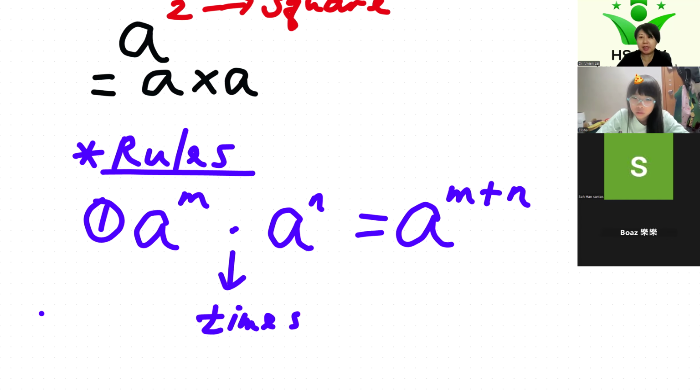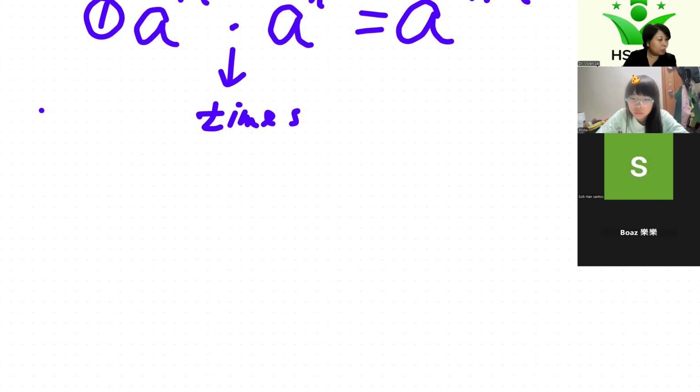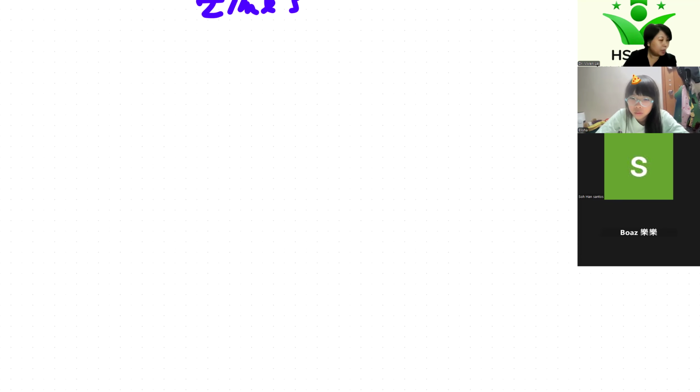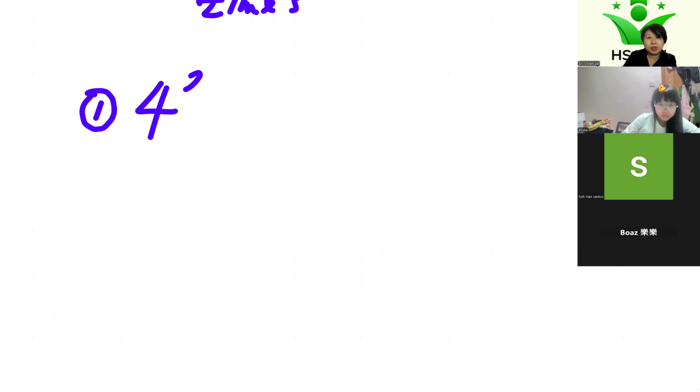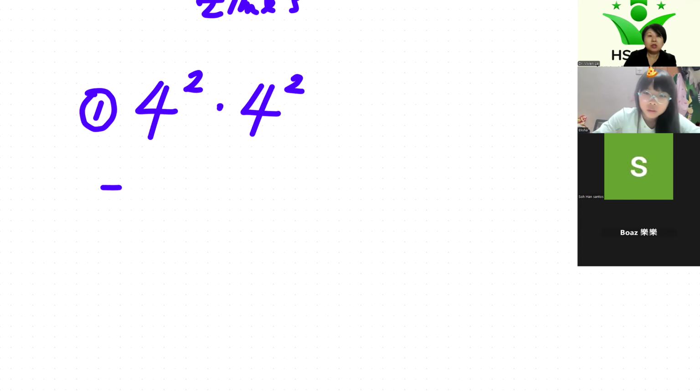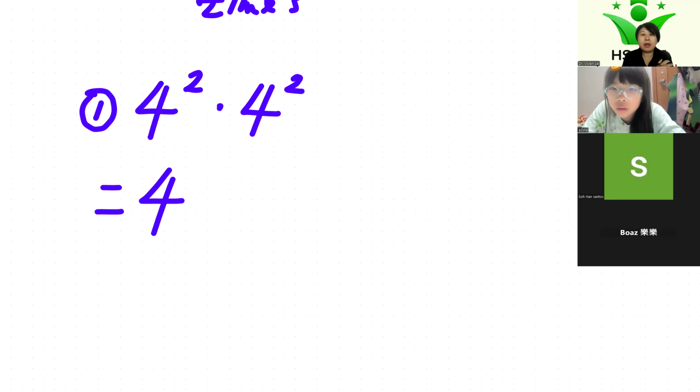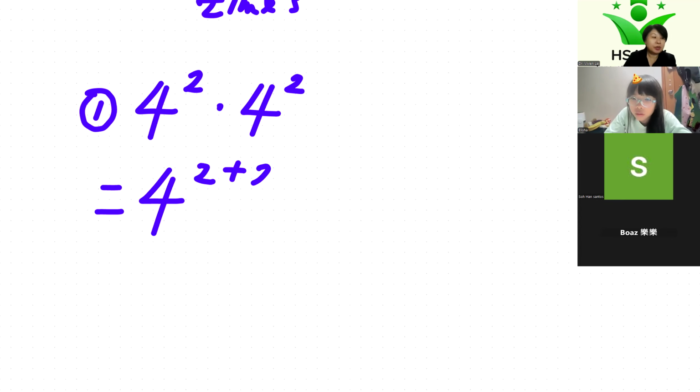Okay, now once we understand the basics, we start working on the questions. Okay, so question number 1. We have 4 to the second power times, the times must be a dot in the middle, 4 to the second power. What does it mean? It means 4 to the second power add second power. So it means 4 to the fourth power. Okay, that is the meaning of it.